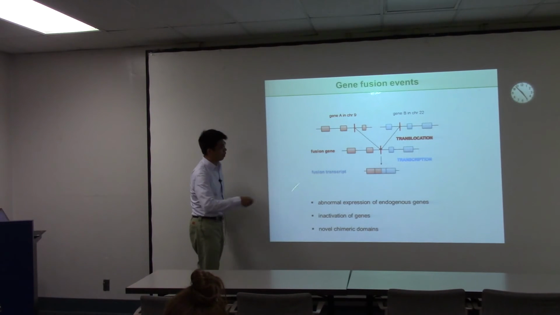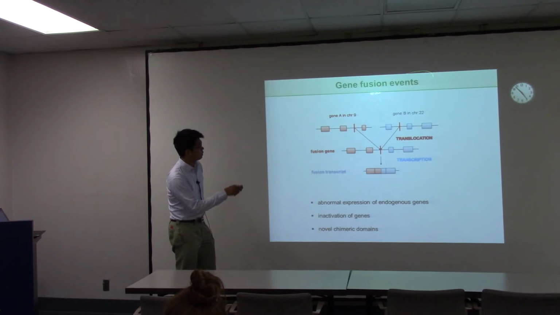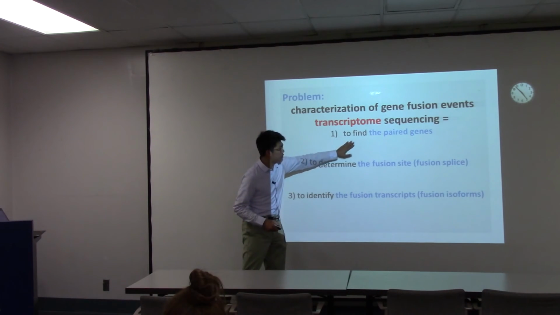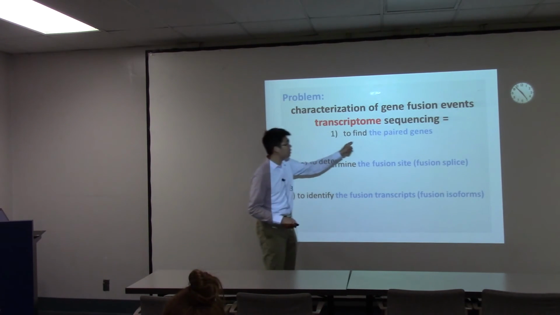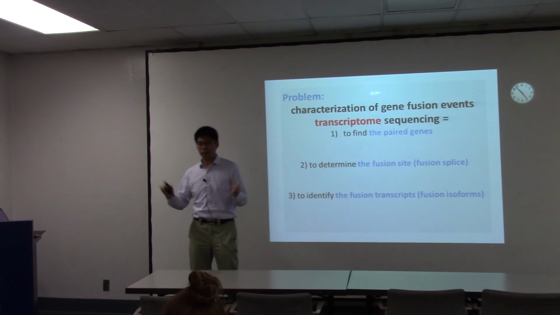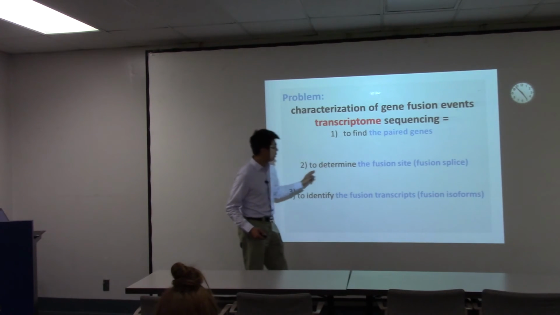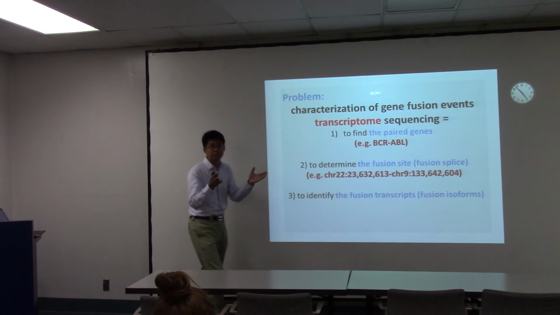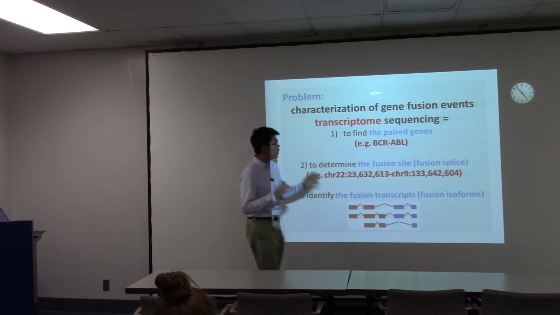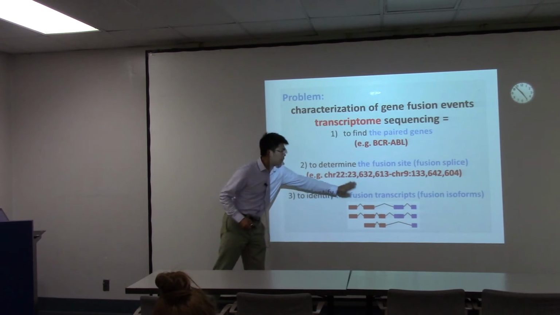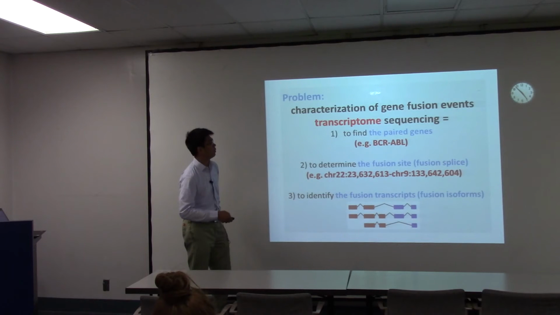I don't want to go through all the possible regulation raised by the fusion events, but they are very important. To study the fusion events, we have to solve 3 problems step by step. At first, you have to annotate the fusion events by giving 2 gene names, which pairs of genes fuse together. Secondly, you need to give the position of the fusion site, where they fuse together. And at last, you need to tell what the transcription product is if you have transcription events from this fusion gene locus. So these 3 things we need to solve.